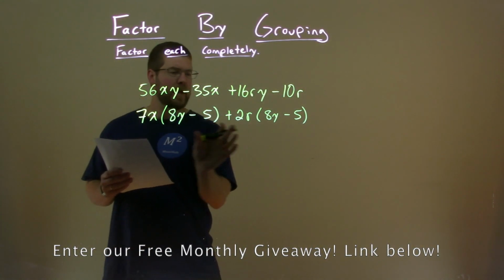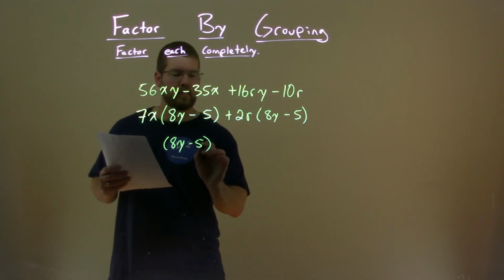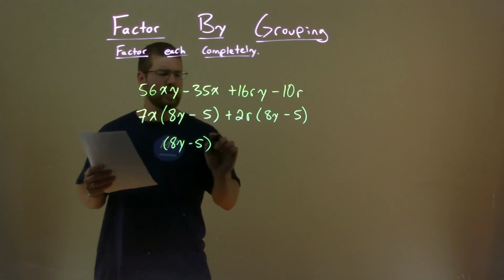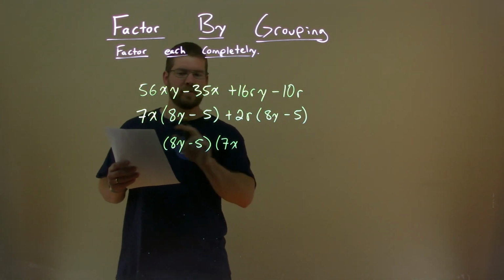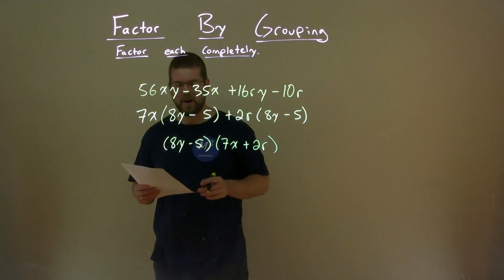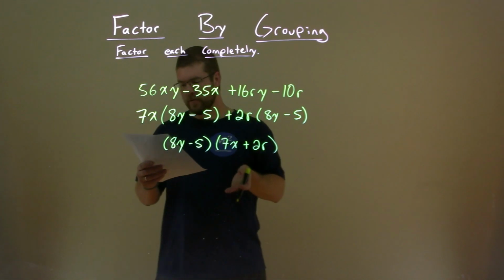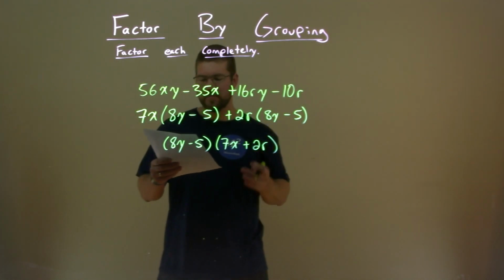So if we pull out an 8y minus 5 right here, we're left with 7x comes down and a 2r. I almost called it 24, but it's 2r. And now we actually have our final answer, 8y minus 5 times 7x plus 2r.